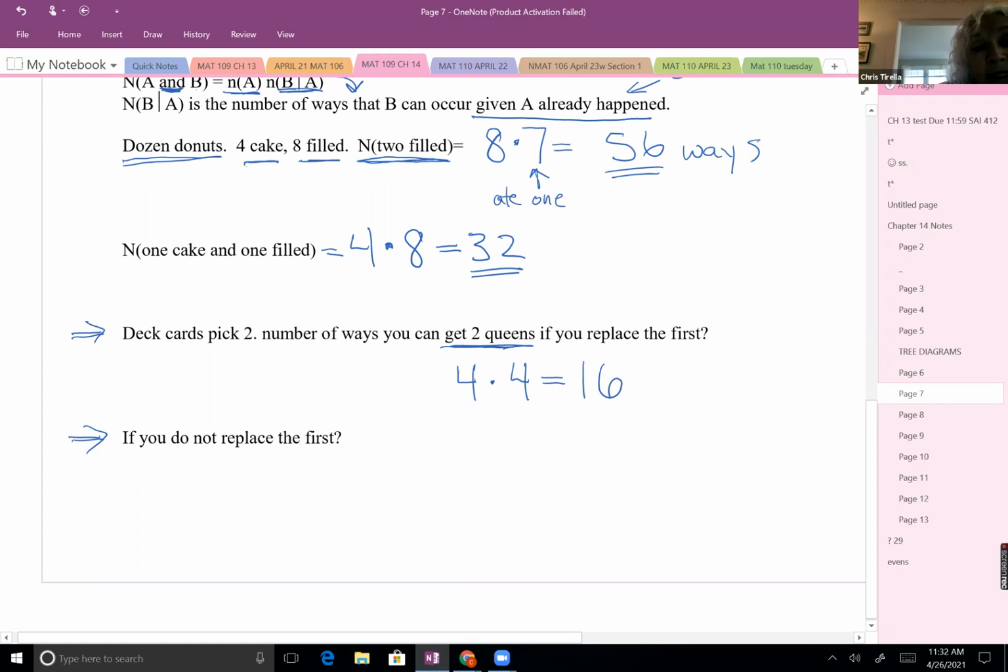As opposed to if I didn't replace the first. Well, if I didn't replace the first, for the first queen, there's 4, but I didn't put it back. So now there's only 3 left. And that gives me 12. And that idea of whether I replaced it or not: when I replaced it, it didn't change the probability of the second, but when I did not replace it, it did. Is everybody all right with the difference between those two? Yes. Great.